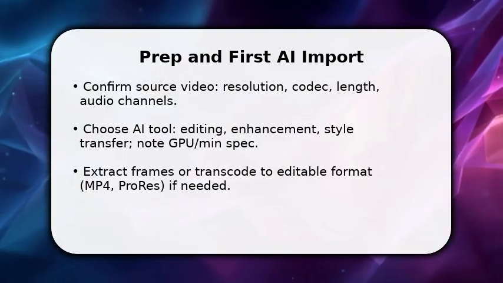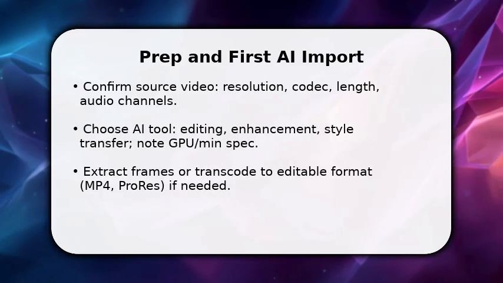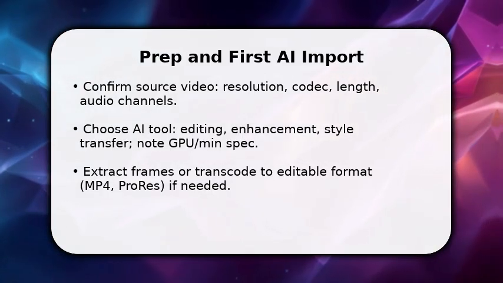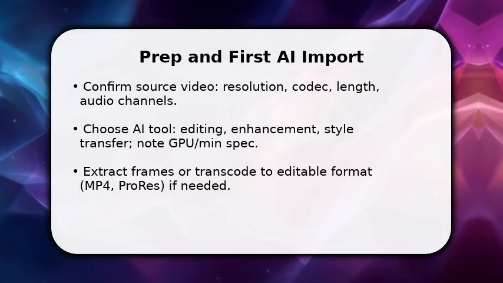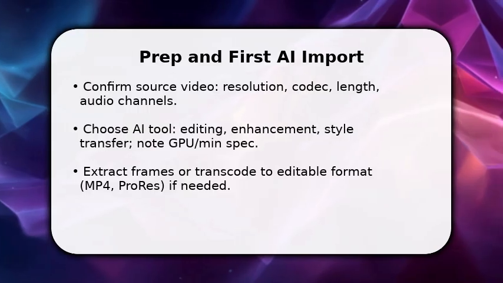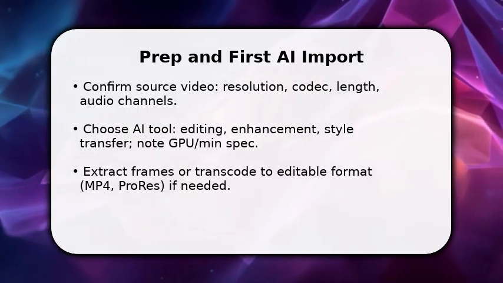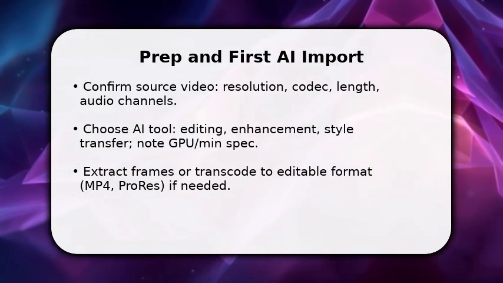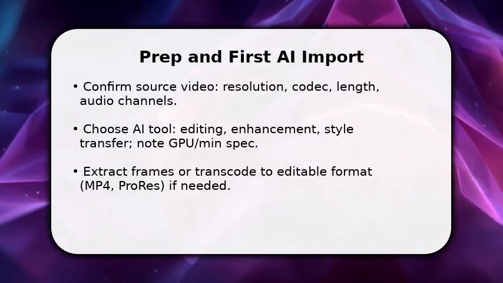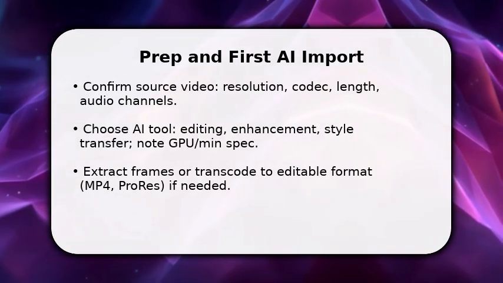You start by preparing the file and environment. First, inspect resolution and codec so the AI model matches format expectations. Once done, pick a tool for your goal, enhancement, cut detection, or style transfer, and verify GPU and storage. Make sure to transcode or extract frames into an editable format like MP4 or ProRes when the tool requires it.